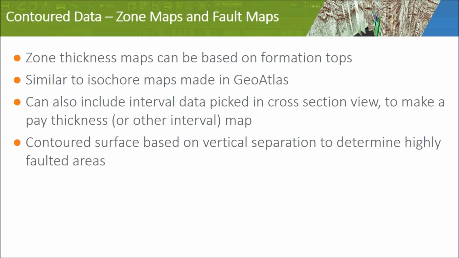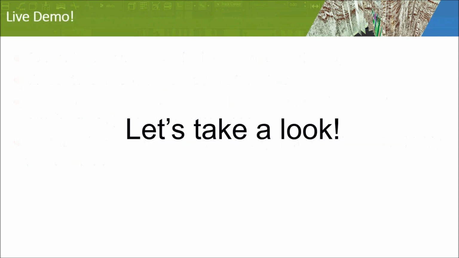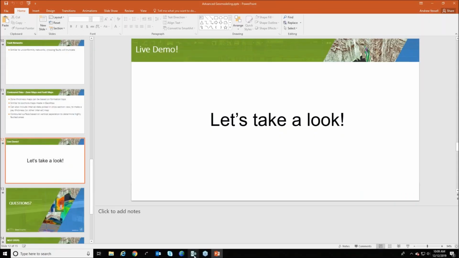And yeah, with maps that are showing your vertical separation, it's going to show you a contoured surface, determining where you have some highly faulted areas in the map. And so we'll take a look at one of those as well. So with that, let's go ahead and take a look and see how some of this stuff works.